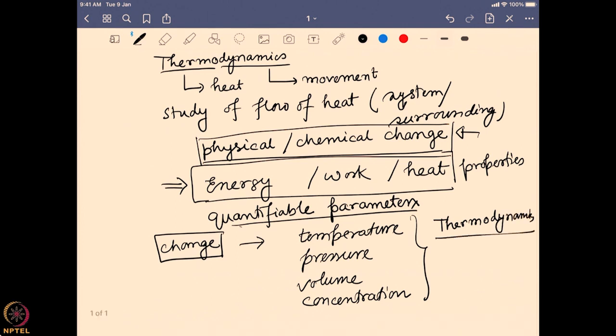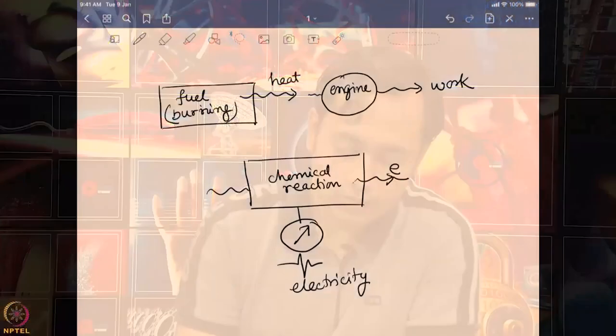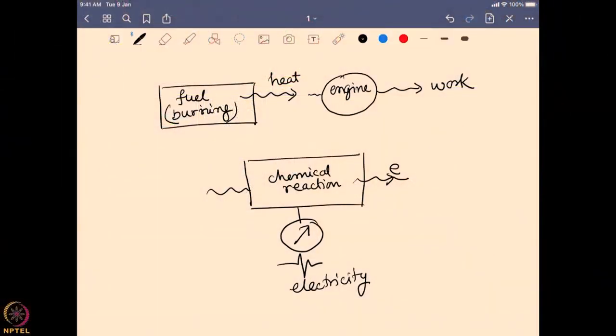So to give you an example, what kind of system are we actually talking about? How is thermodynamics playing the role? We take the example of a system where fuel is burning. In this system, we put some fuel, we burn it, and we create some heat. And that heat is generated by the system. Now, how much heat is generated? How much fuel is burning? All this calculation we can quantify with the help of thermodynamics.